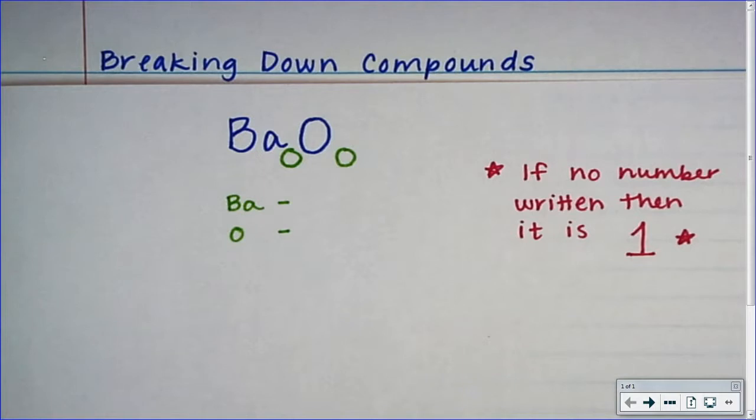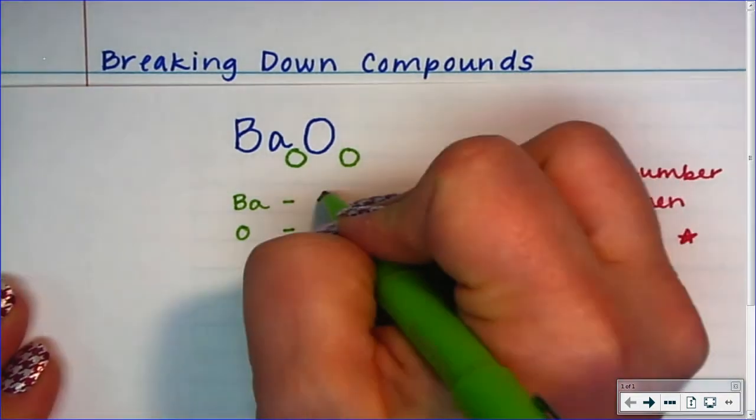So, in this case here, just like our little green circles show, there's no number there. So both barium and oxygen should have 1. Because remember, the number to the right corresponds to the element that's on the left-hand side. So let's go ahead and get both of those written in.